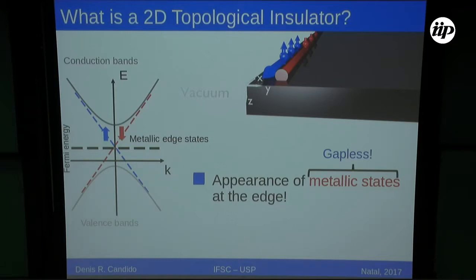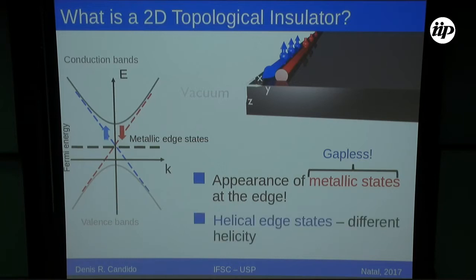These metallic edge states have the interesting property of being helical edge states, which means that the momentum is locked to the spin. So in other words, spin up electrons just go in the positive x direction, and spin down just go in the negative x direction.